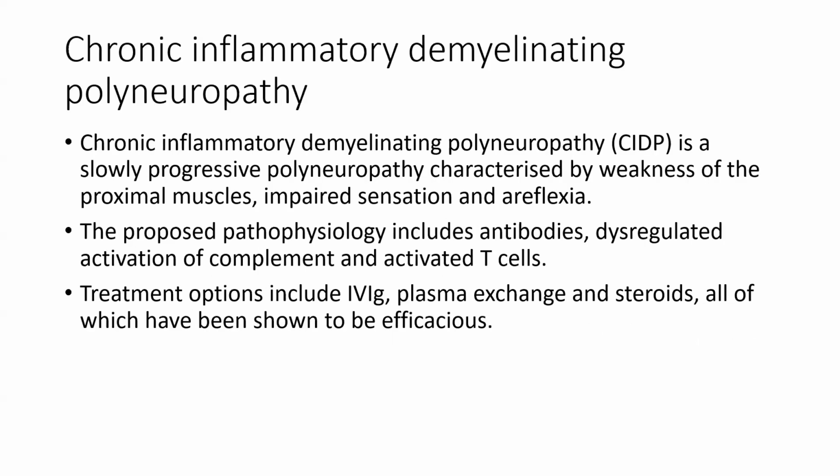Now about chronic inflammatory demyelinating polyneuropathy. Chronic inflammatory demyelinating polyneuropathy is a slowly progressive polyneuropathy characterized by weakness of proximal muscles, impaired sensation, and areflexia. The proposed pathophysiology includes antibodies, dysregulated activation of complement, and activated T cells. Treatment options include IVIG, plasma exchange, and steroids, all of which have been shown to be efficacious.